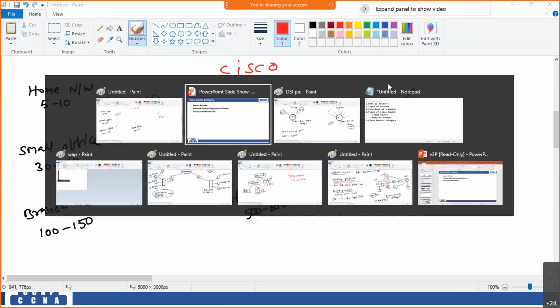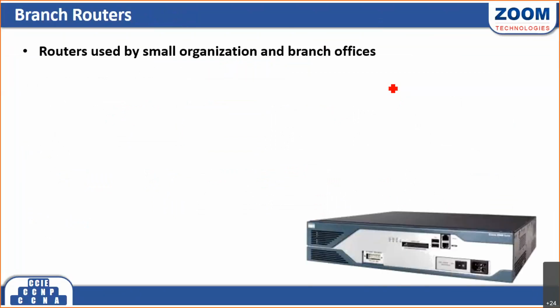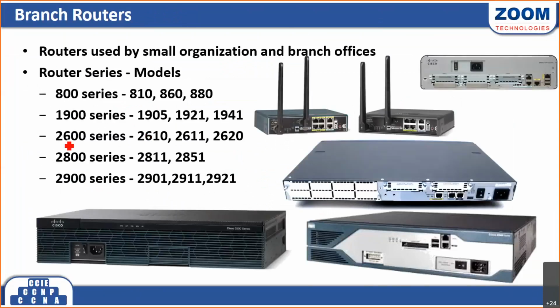But how can we find out which is a branch router, which is a network edge router, and which is a service provider router? It is based upon the model number series. So these all are branch routers and their models and series, like 2600 series and 2800, 2900. The models are 2610, 2811, 2611. So there are model numbers.